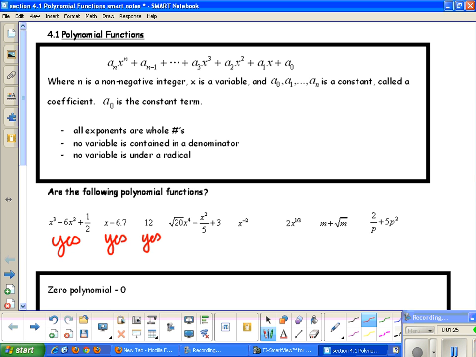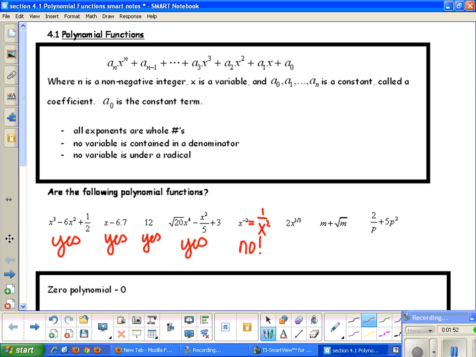Right here we have a radical, but however, notice the variable is not underneath the radical, just root 20. And we also have a fraction, but there is no variable in my denominator, so this would also be a polynomial equation. X to the negative 2, however, if you remember, this is not simplified. It would be 1 over x squared if you remember your properties of exponents. Thus, this is not a polynomial because it has a variable in the denominator.